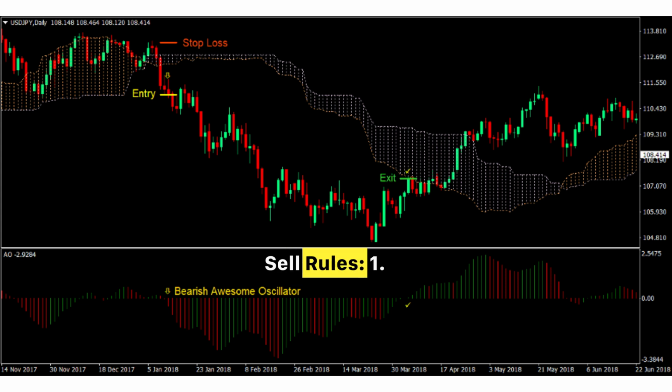Sell rules. 1. The Awesome Oscillator crosses below the zero line. 2. Price pulls back but stays below the AO cloud. 3. The cloud turns red, confirming bearish momentum. 4. Enter the sell when price rejects the cloud and moves downward.